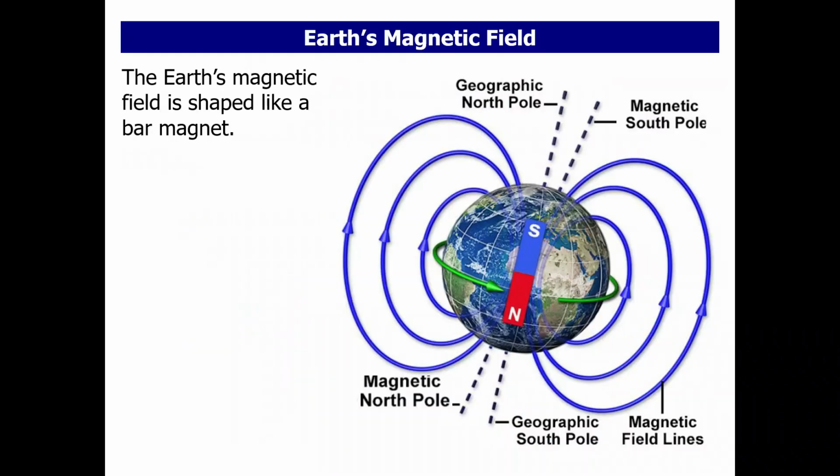So here you can see a better diagram of Earth's magnetic field. It is shaped like the field of a bar magnet. We can see that geographic north is up here, and the magnetic south pole is offset. That's about a 7-degree offset, and it does vary over time as the rotation of the mantle changes.